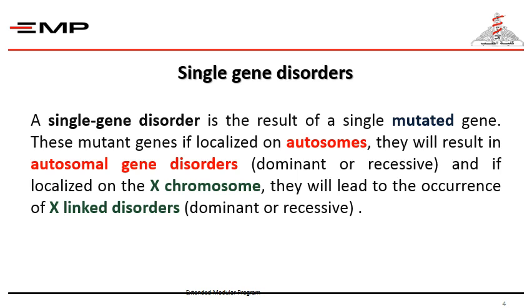A single gene disorder is the result of a single mutated gene. These mutant genes, if localized on autosomes, will result in autosomal gene disorders, whether dominant or recessive. And if localized on the X chromosome, they will lead to the occurrence of X-linked disorders, again dominant or recessive.